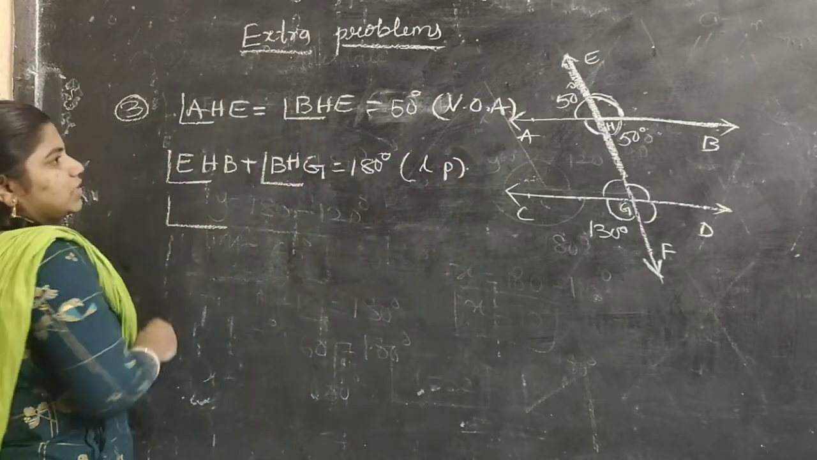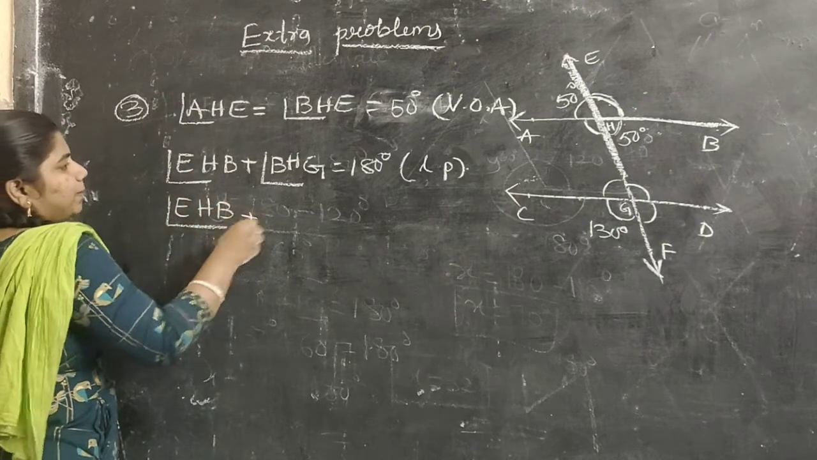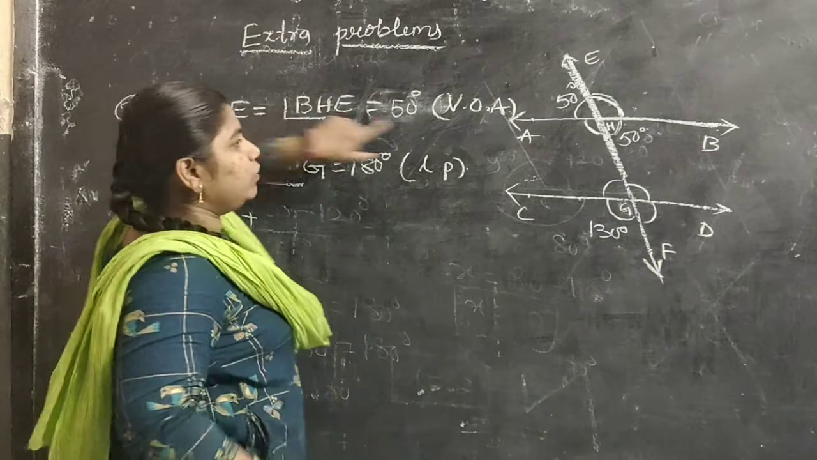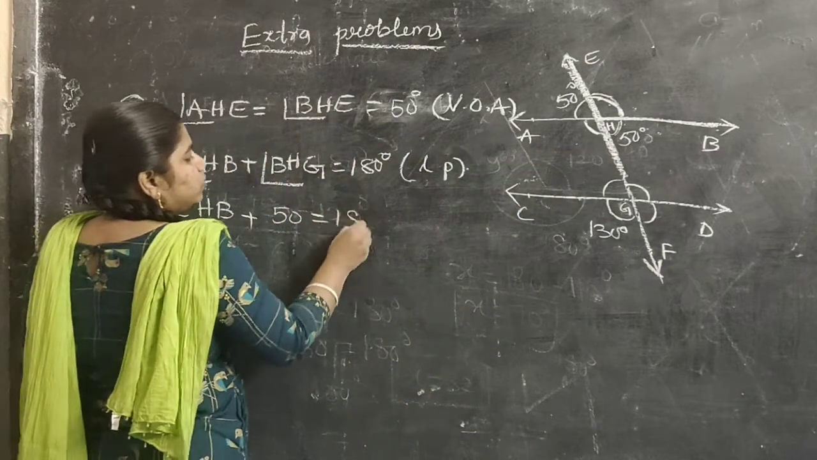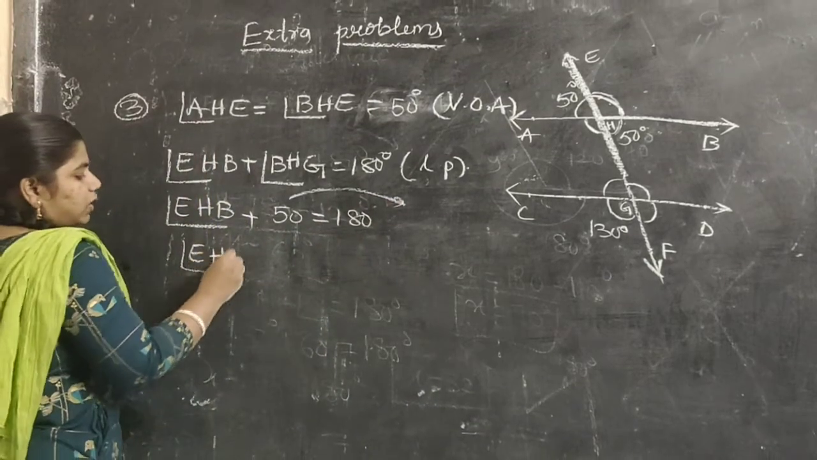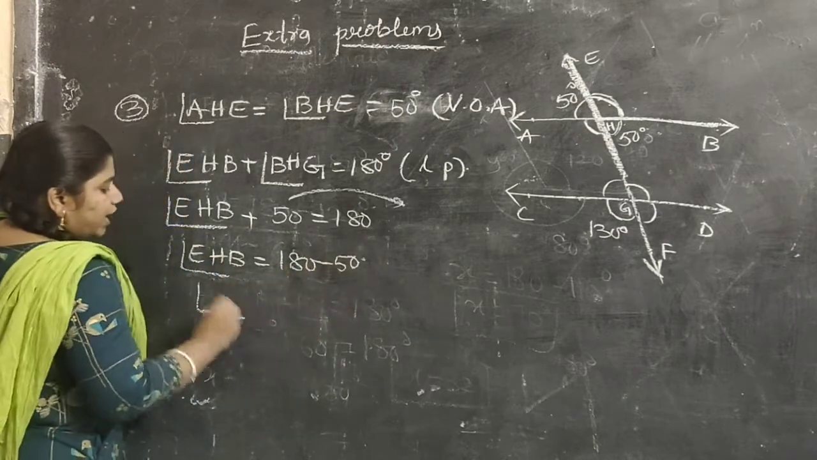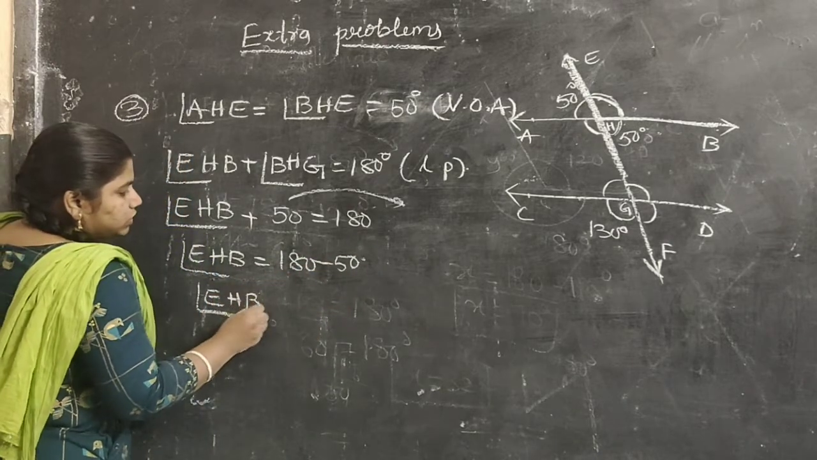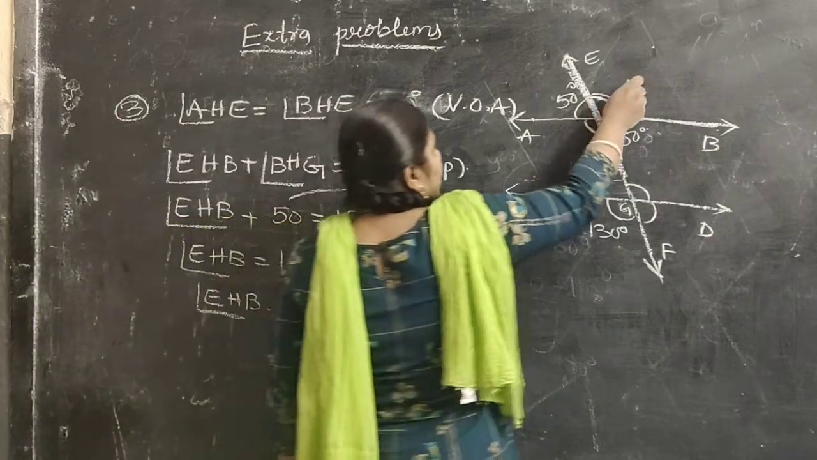So EHB is how much? We don't know, so we will take it as EHB only. EHB plus BHG value we got as 50 here. So 50 is equal to 180. Transpose this value. So EHB is how much here? 180 minus 50. So angle EHB is equal to 130 degrees. So this angle you got as 130.